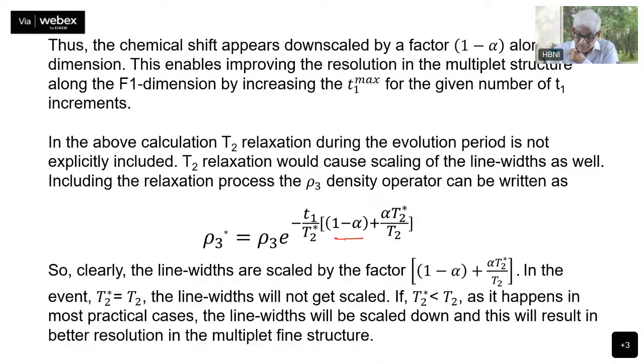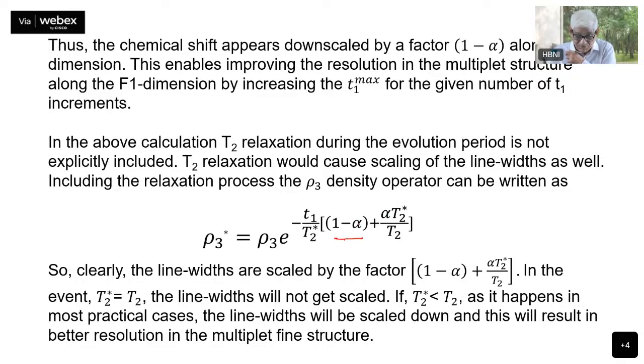So let us look at this one more time if there is any mistake here. So what happens if T2 star is equal to T2? So this will cancel. There is 1 minus alpha plus alpha, therefore it goes, and therefore minus T1 by T2 star. Okay, so then it will be minus T1 by T2, and therefore there is no scaling. There is no benefit. If T2 star is less than T2, this factor will be less than 1, and alpha is also less than 1.